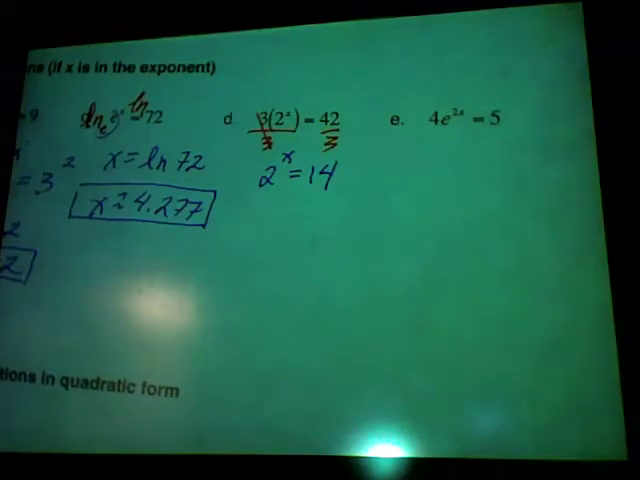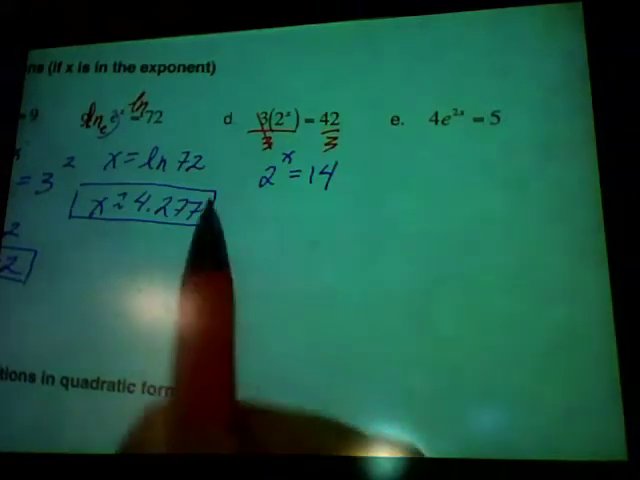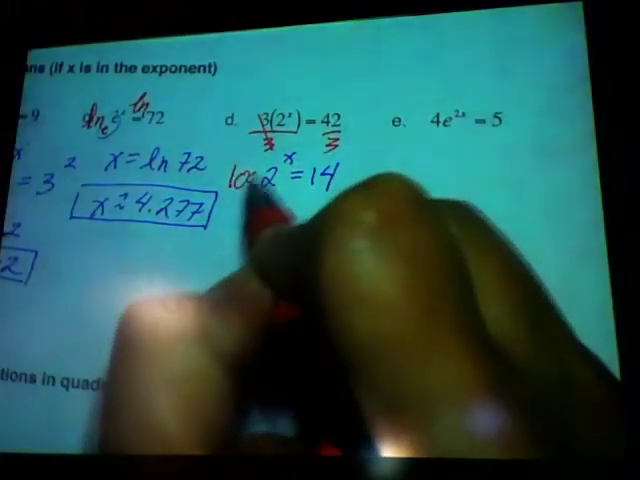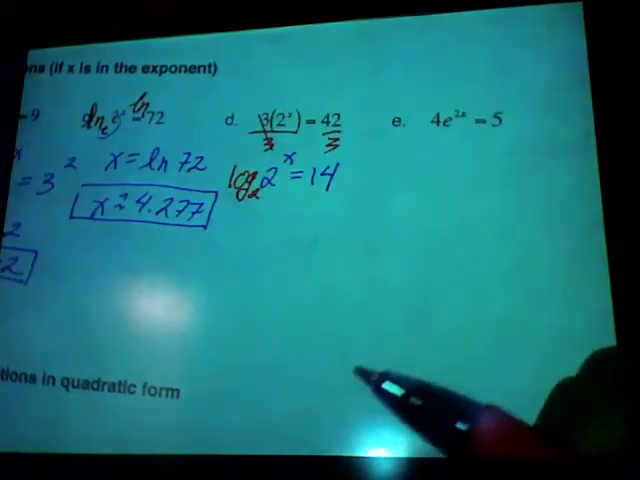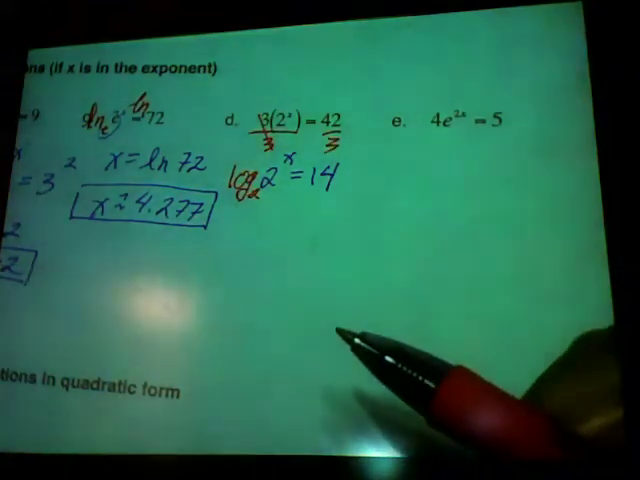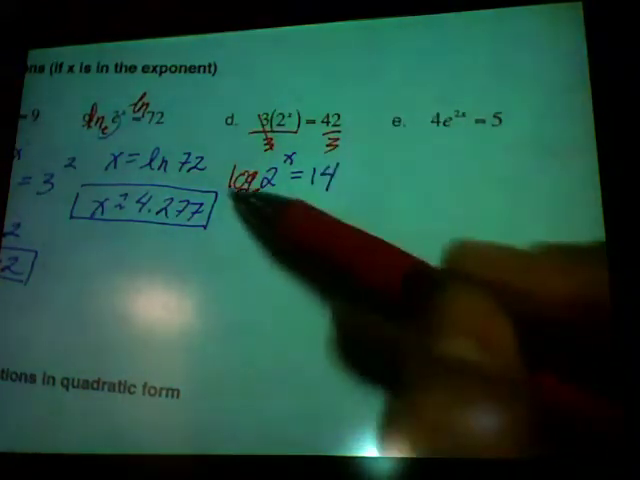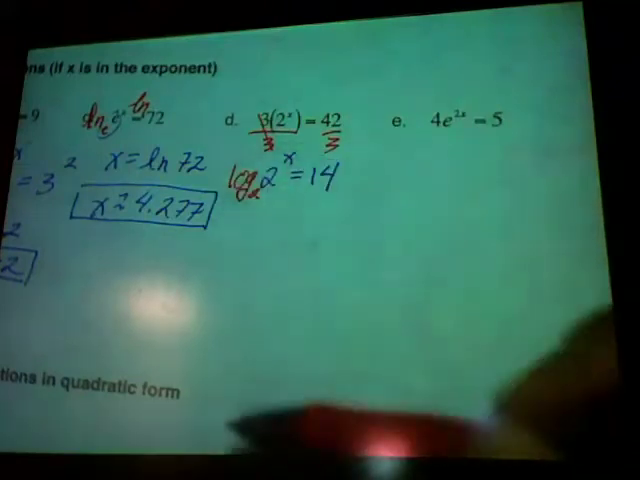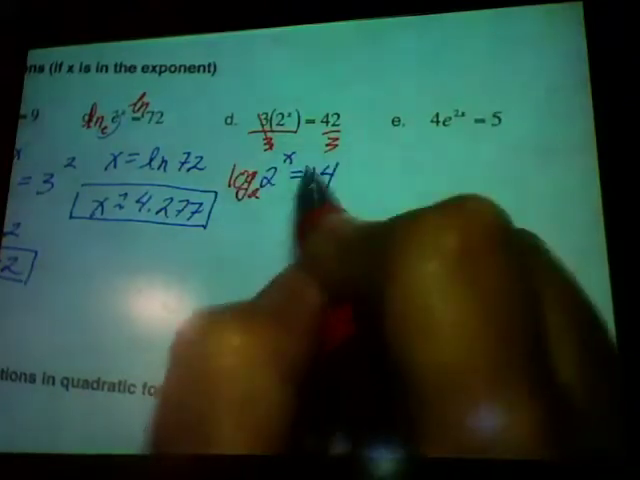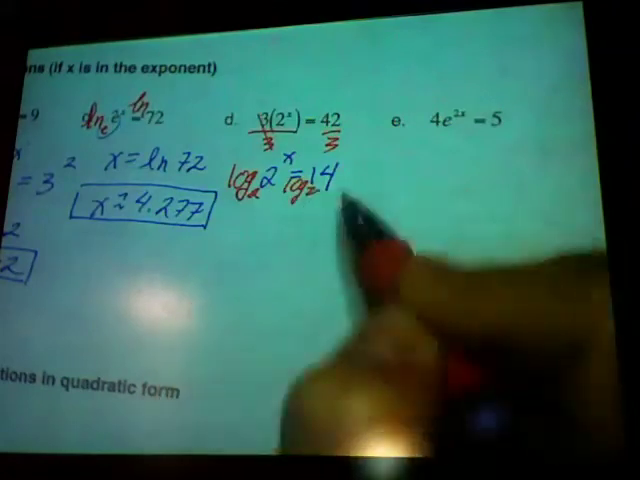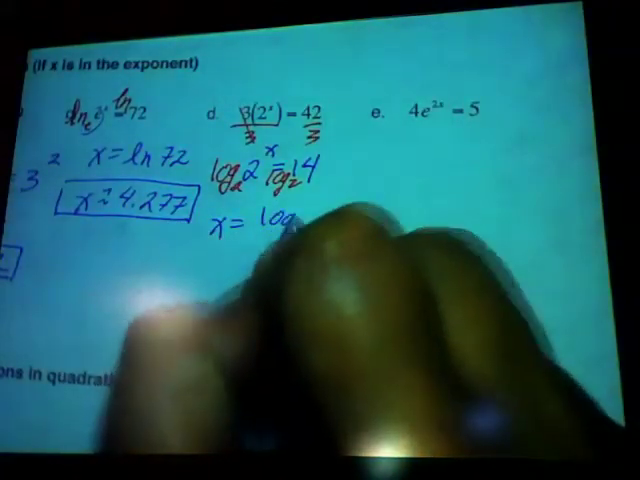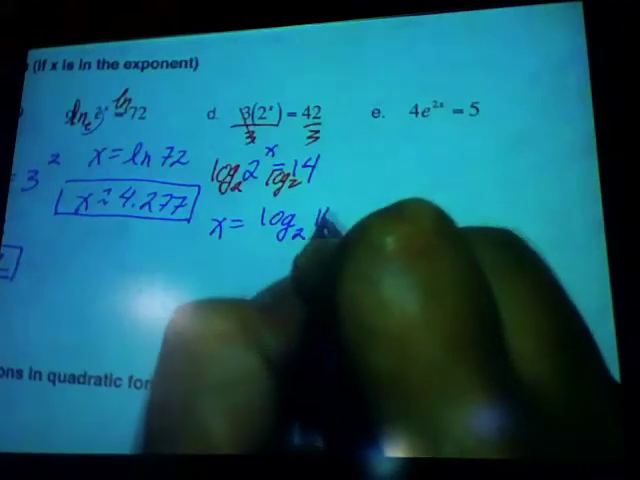Now, if I take the log base 10 of this side, that's not going to help me, is it? I need to take the log base 2. You can take the log of whatever base you want to. I'm going to take the log base 2. Won't that make this whole left side become x? So then I have to take the log base 2 of the right side. So I end up with x equaling log base 2 of 14.